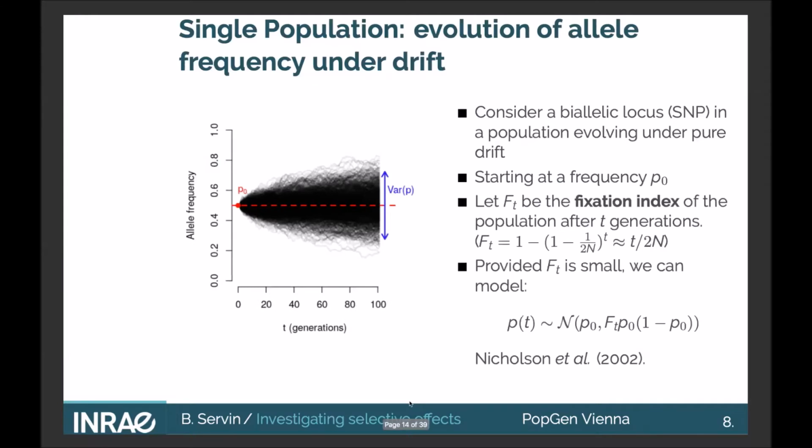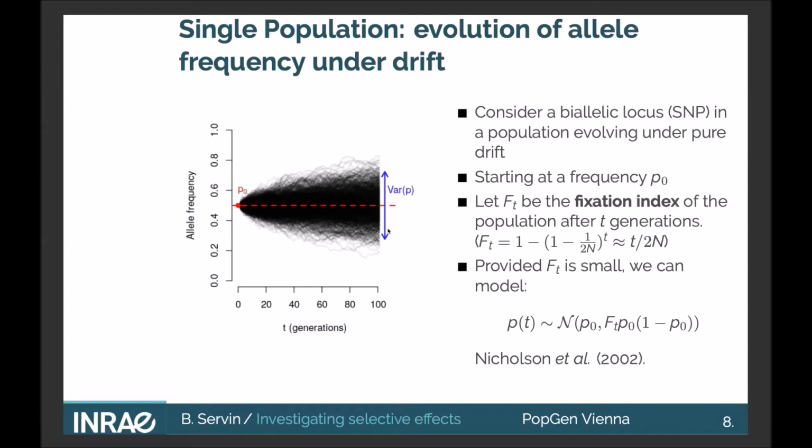If we were to consider many loci that start from the same P0, the same ancestral allele frequency, and we repeat this process many times, we will have some kind of distribution of possible allele frequencies for this locus through time. And actually, this distribution can be approximated by a Gaussian distribution. This Gaussian distribution depends on two parameters.